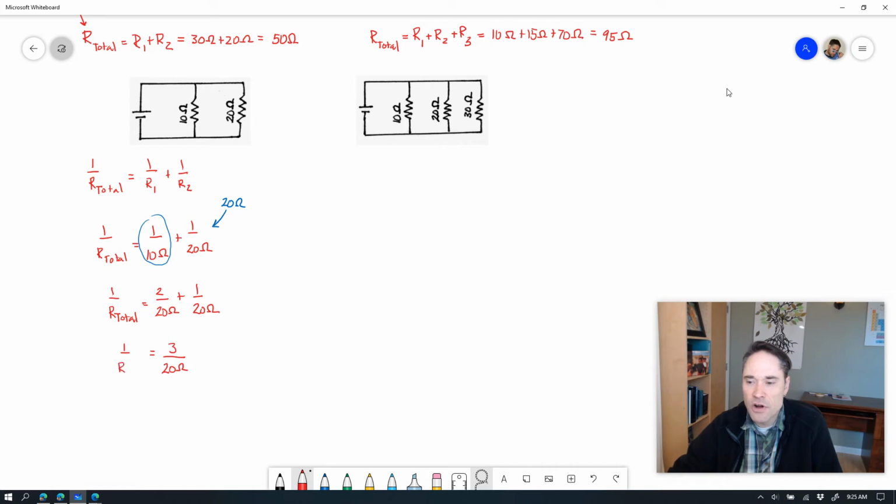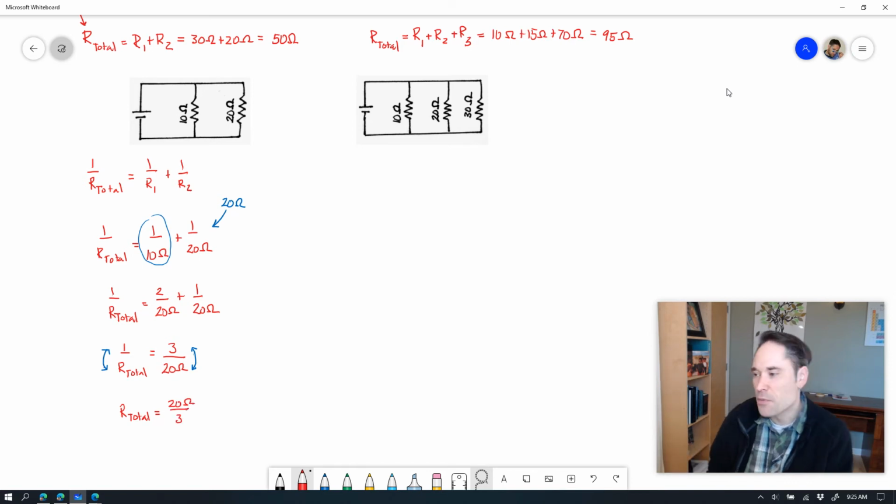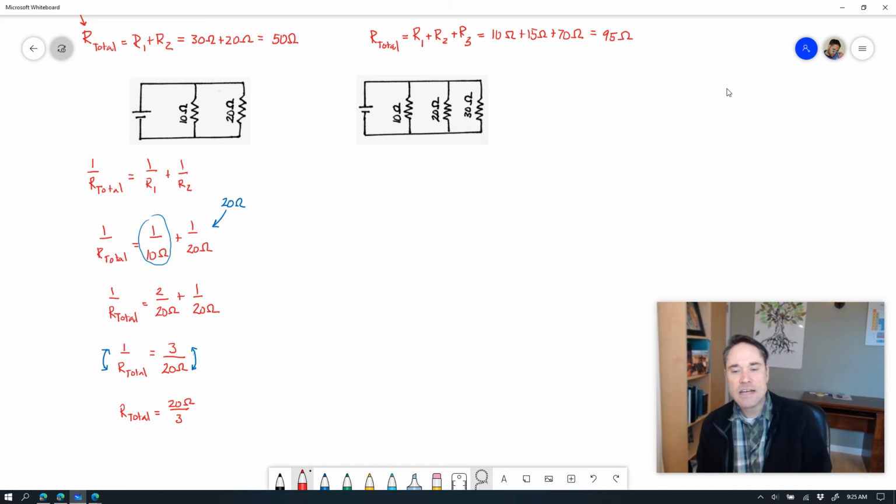And this is still 1 over R total. So my final response to this is that I need to go ahead and flip what I've got. So I'm going to flip this side, and now I can flip this one because I'm not adding different pieces together, which finally gives me an R total equal to 20 ohms divided by 3. You could do that by hand, or you could use a calculator. So 20 divided by 3 gives me 6.67, and the amount is in ohms.